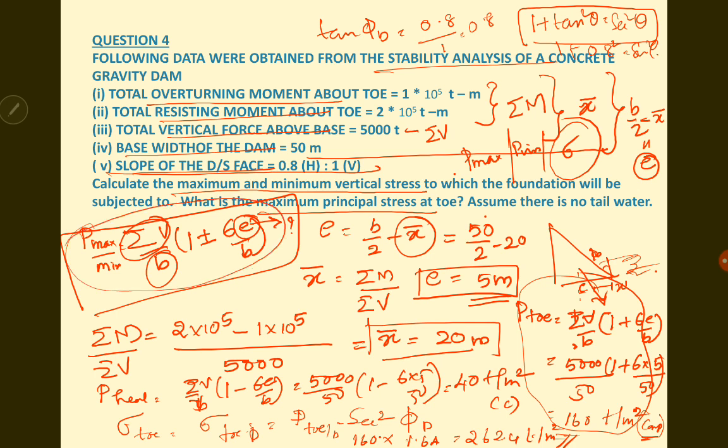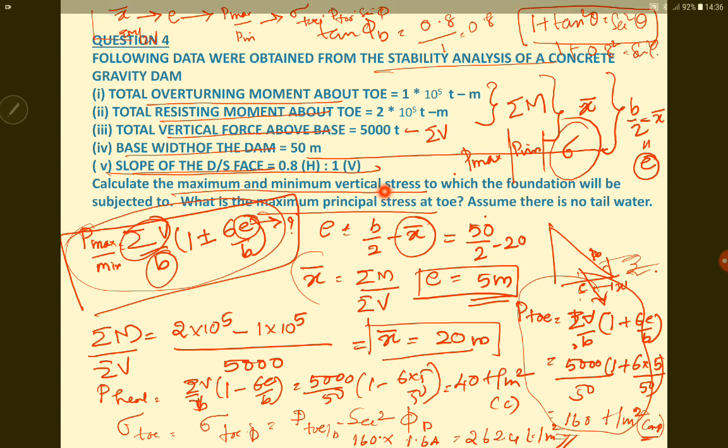So to find E value, what you have to do? You have to find the X bar value. What is the equation for finding X bar value? X bar is equal to sigma M by sigma V. From X bar you will be finding E. From E you will be finding P max and P minimum. And then from that you will be finding the sigma at the toe value, which will be equal to P at the toe into secant square angle at the toe.